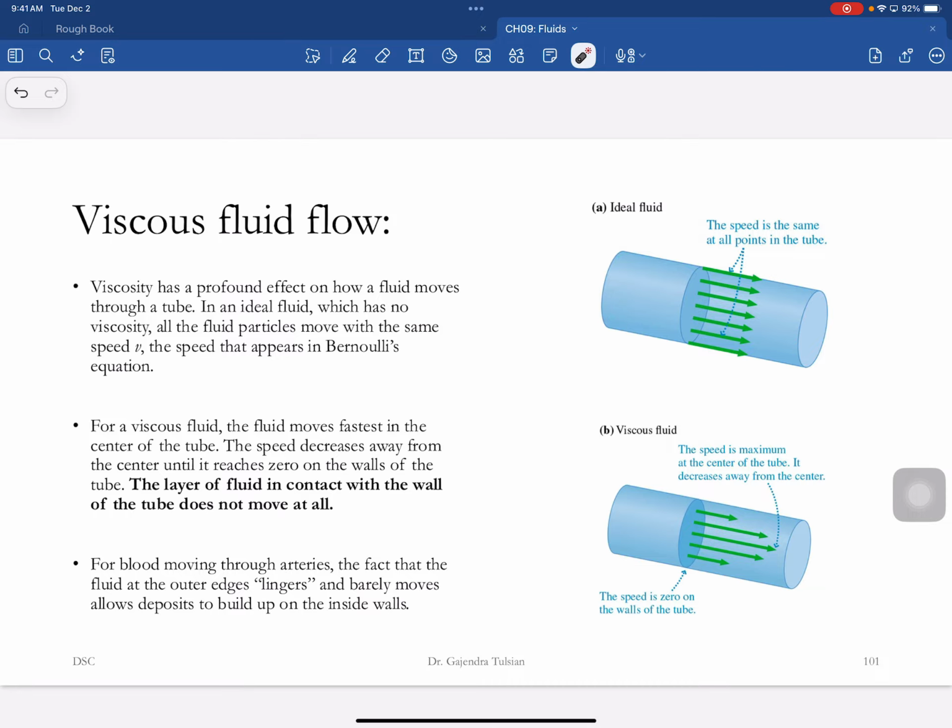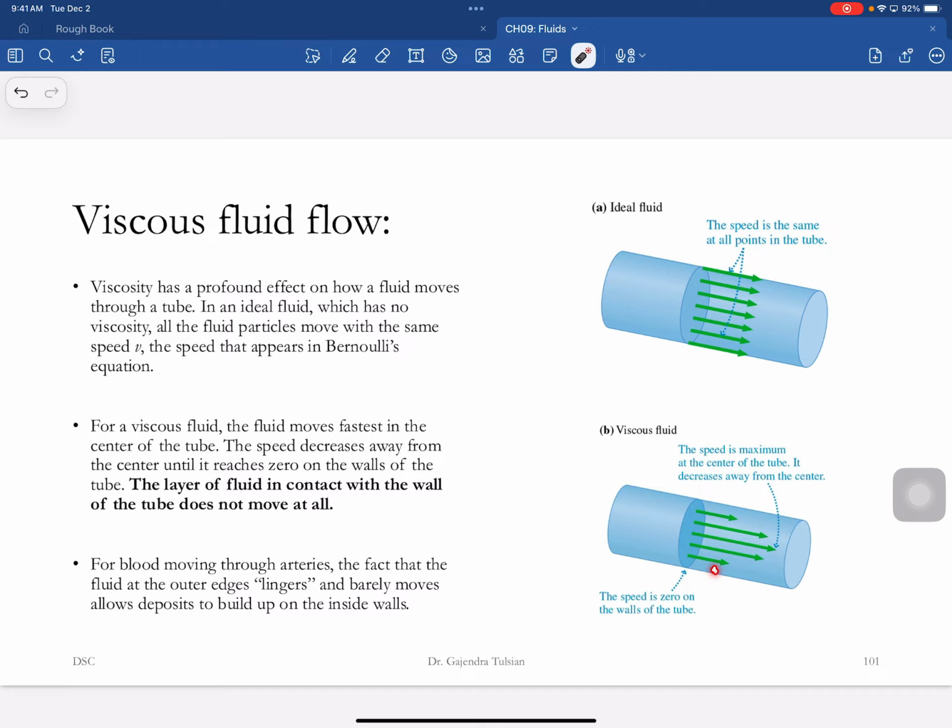If there was no viscosity in the fluid, then that fluid would flow in a pipe like this. The speed everywhere would be the same. Now, when there's viscosity present, the fluid is flowing the fastest here, and then gets slower and slower, and near the surface of the tube, near the inner walls, the fluid is almost at rest. The viscous molecules are grabbing onto the walls, so if this was blood, the blood flow velocity is almost zero.